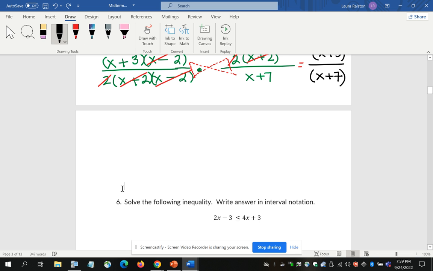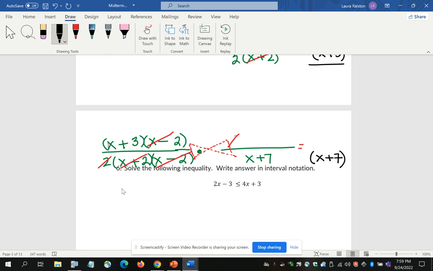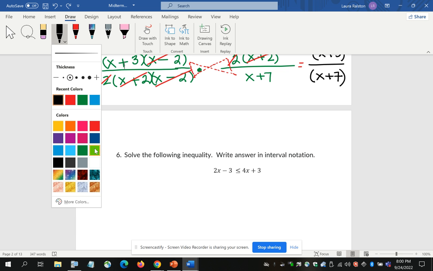All right, number 6 says solve the following inequality. So to solve an inequality, we have to try to isolate the x on one side. It's just like solving an equation with one extra rule or condition, and that rule is if you multiply or divide by a negative number, you have to invert the inequality.